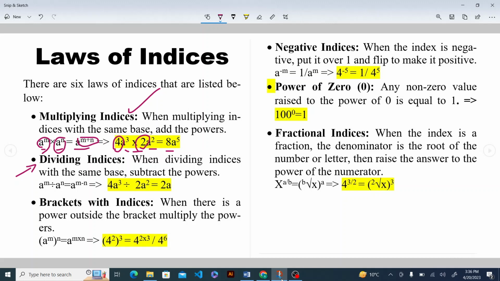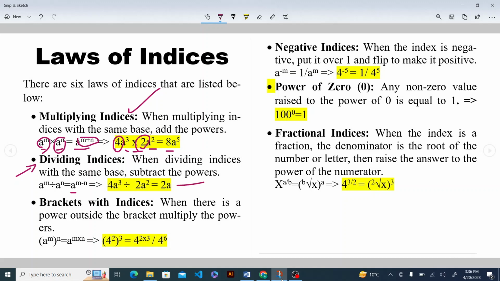A raised to power m divided by a raised to power n. So it means here is a number a whose power is m and n. When they will be divided, their powers, m and n, will be subtracted. N will be subtracted from m.